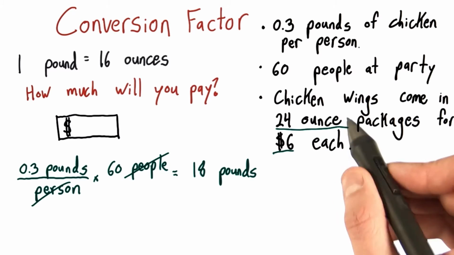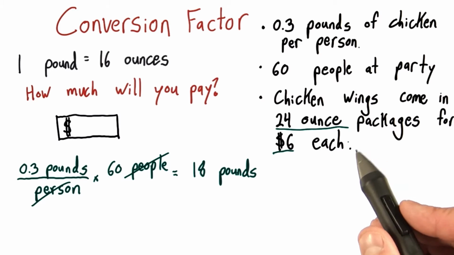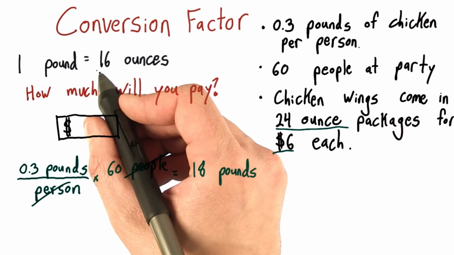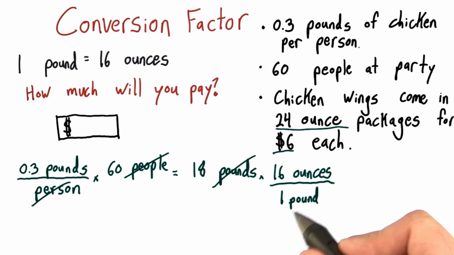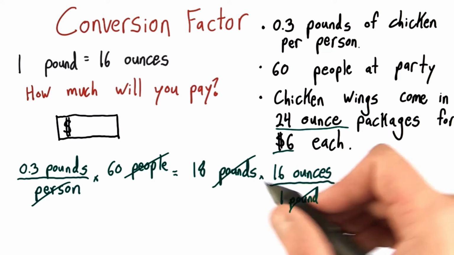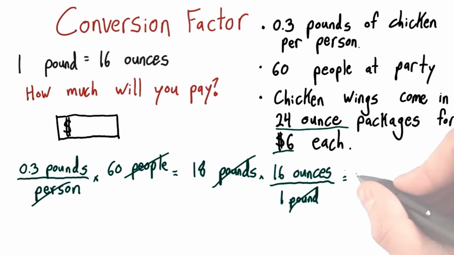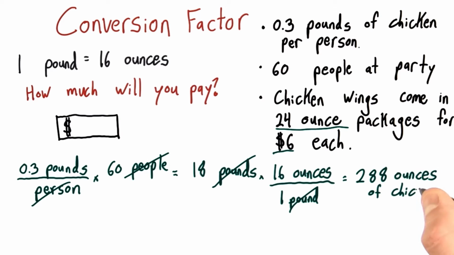How many ounces is that? It looks like I need to convert to ounces to figure out how many of these packages I have to buy. Well, I'm going to multiply by my conversion factor, which is going to be 16 ounces divided by 1 pound. Again, my units cancel. I'm left with 18 times 16 ounces. Plug that into my calculator and I find that I need 288 ounces of chicken wings.